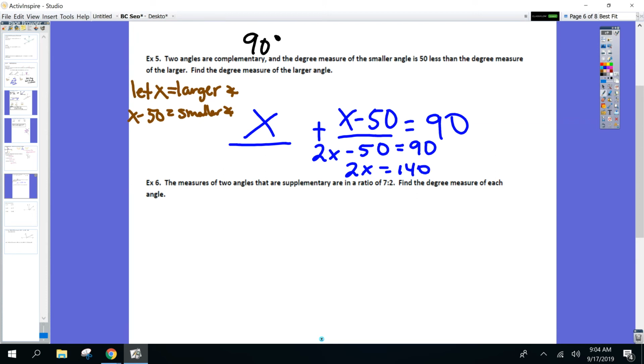And we end up with x equal to 70. Again, you've got to get in the habit of taking a breath after you finish a problem and solve for x, going back and rereading: what do I need to find? In this case, I'm asked for the larger angle. What did I call x? Okay, so I'm done. x is the value I needed.